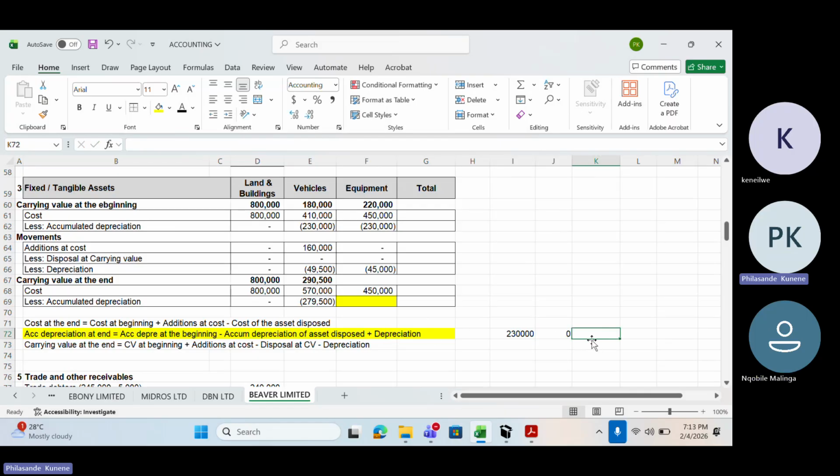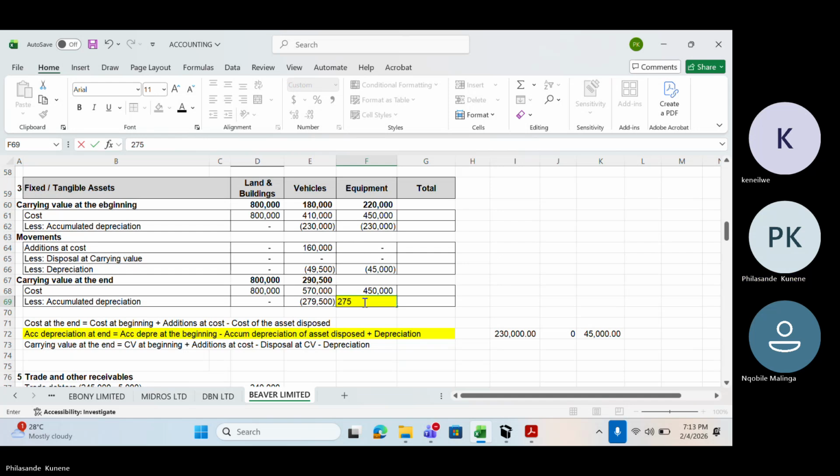Plus depreciation. Do we have depreciation for equipment? Yes. How much is it? 45,000. So how much is the accumulated depreciation at the end? 275. Yes, because we're adding these two, right? 275,000 rand, which is going to be negative. And then how much would be my carrying value? My carrying value will be 175,000.